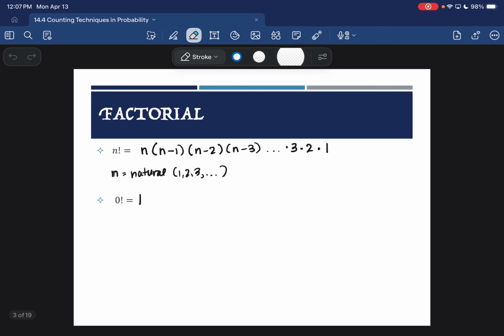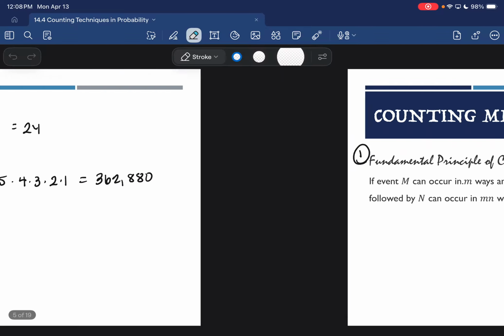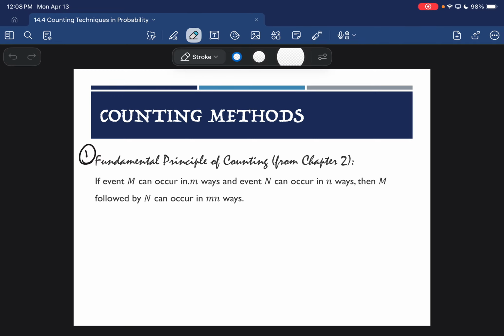So as a reminder of where we had encountered factorials. A factorial means that you multiply that whole number by the whole number down from it all the way down to the number 1. If you have 0 factorial, it is the number 1. We had taken a look at 4 different counting methods.